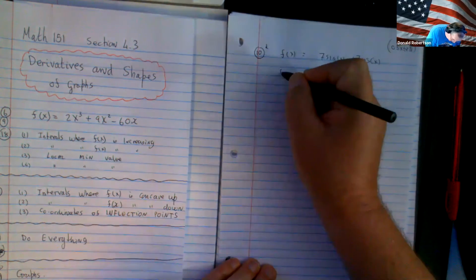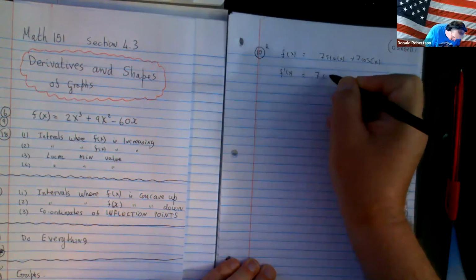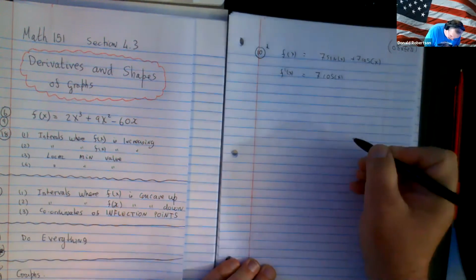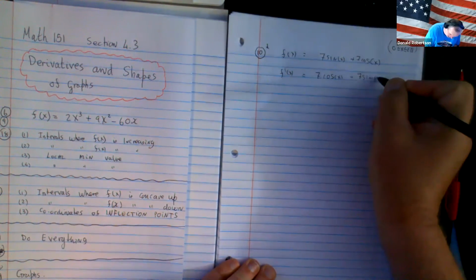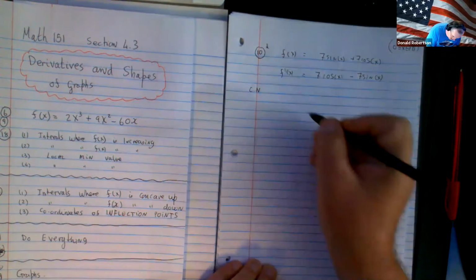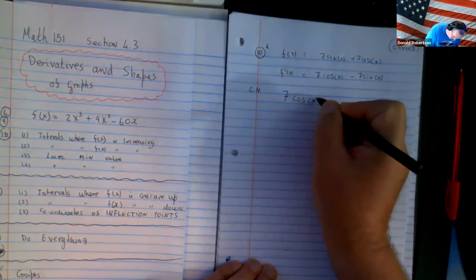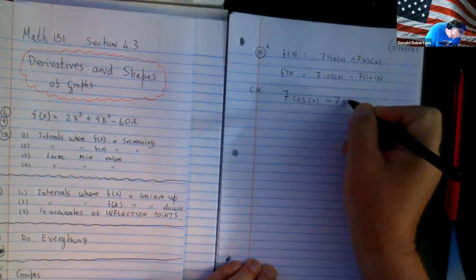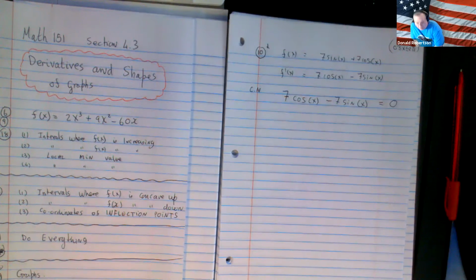Now, the derivative of this guy is 7 cosine x, take away 7 sine x. And so where are the critical numbers? Well, we're now going to have to deal with solving a trig equation. So, 142. How do you solve a trig equation?